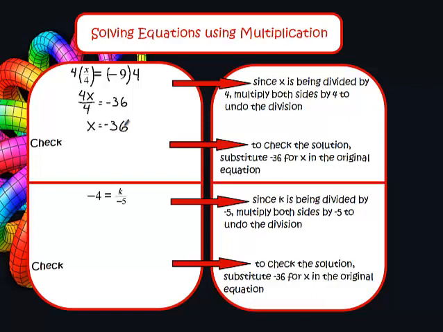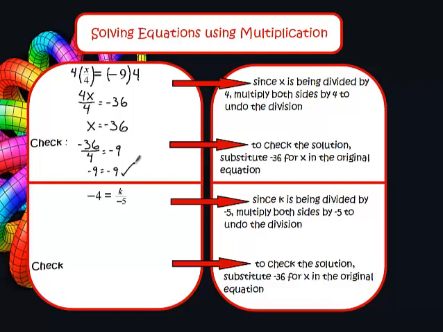If we want to check, I can take negative 36 and put it in for x. So negative 36 divided by 4 equals negative 9. Using my calculator, I find negative 36 divided by 4, and that is negative 9. So negative 9 equals negative 9, and that checks.